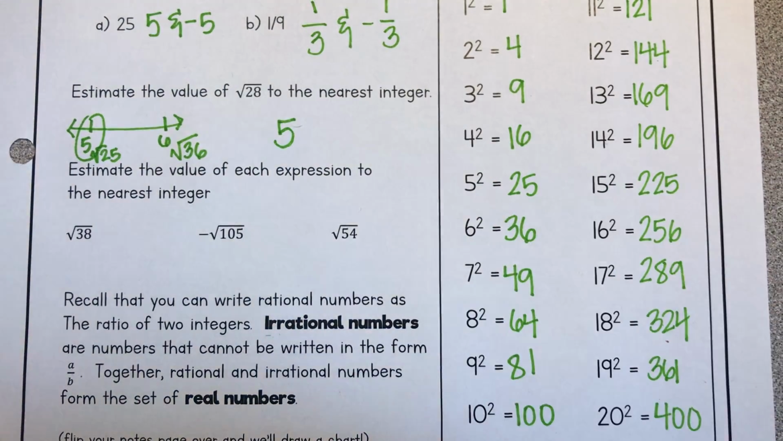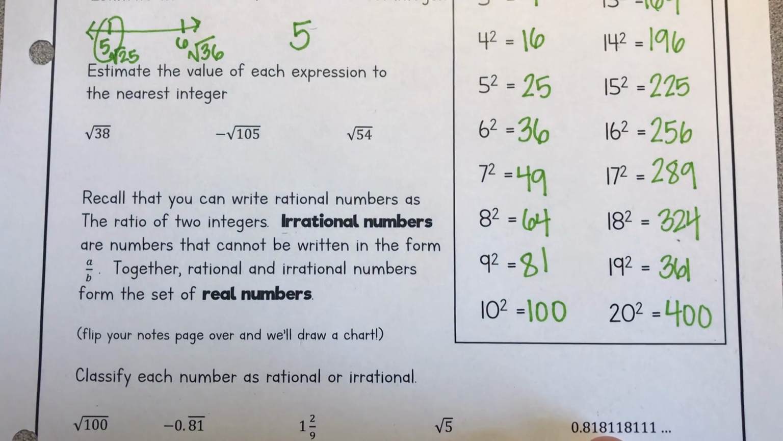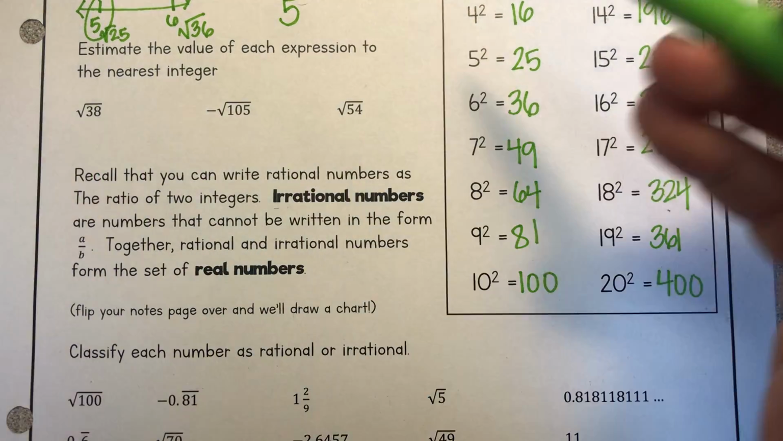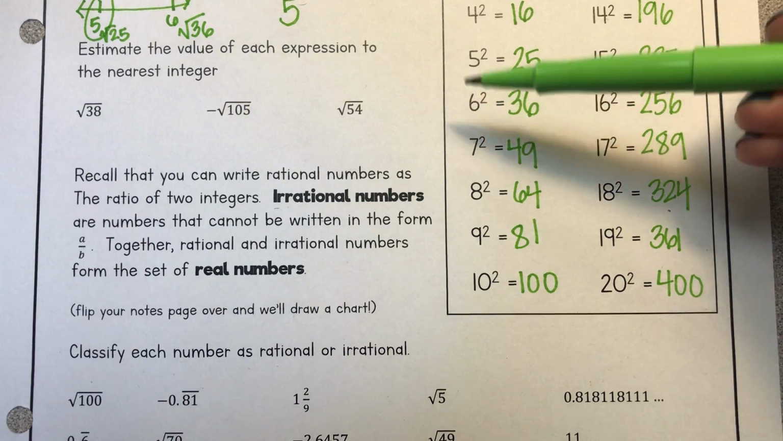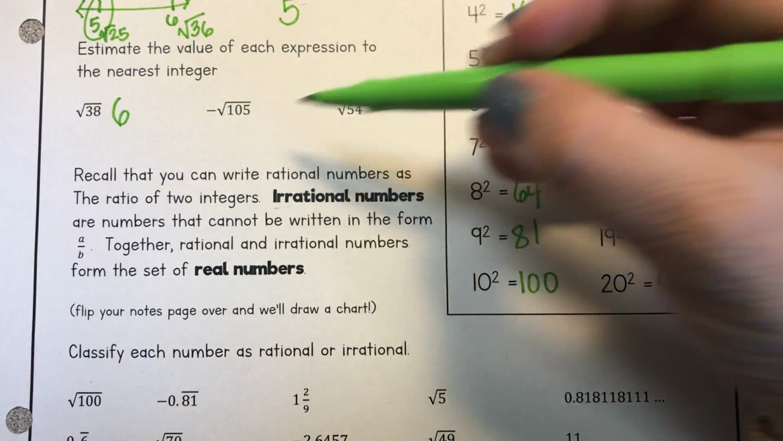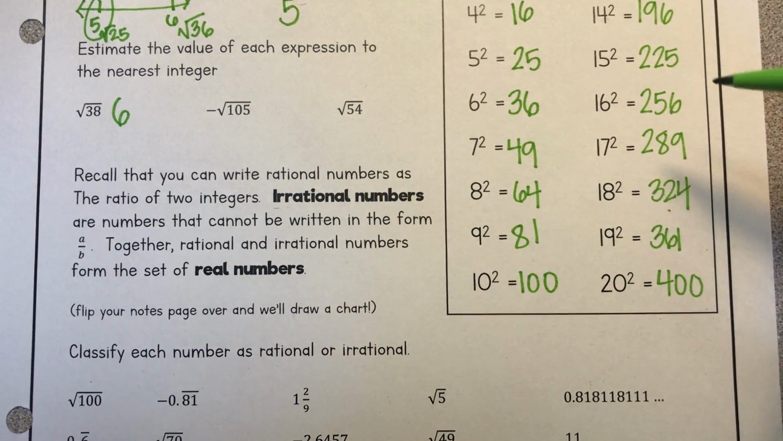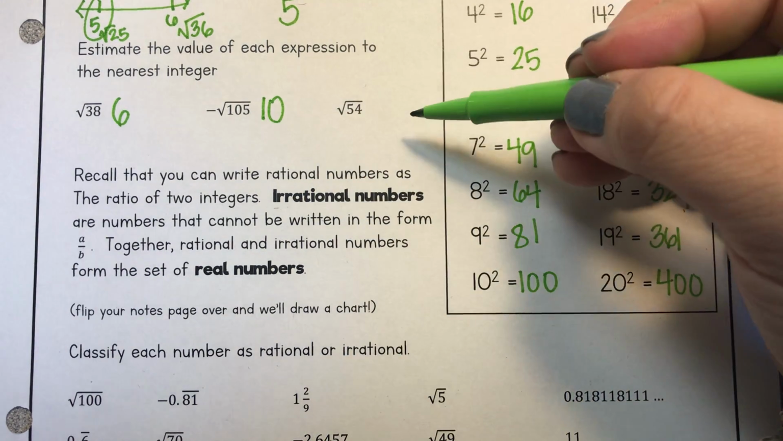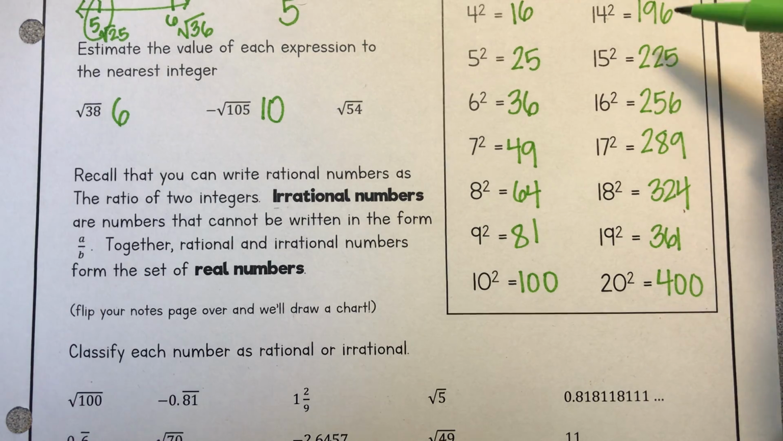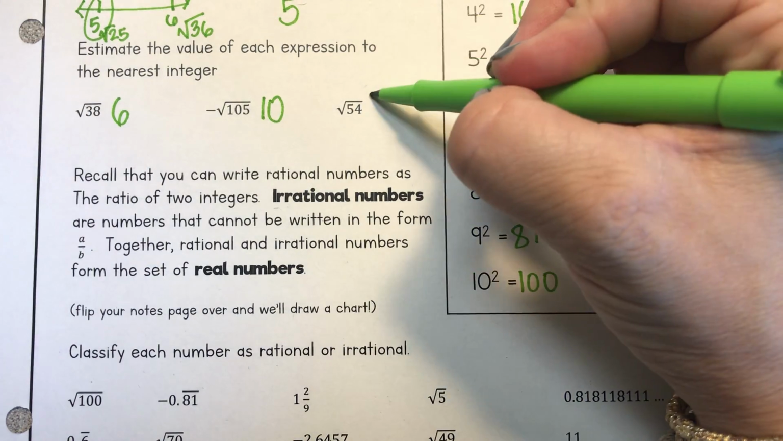So that's my answer. Okay, so we're going to do the same thing down here. 38, if I'm looking on my list, which one is that closest to? 36, which is 6. The negative square root of 105 is closest to 100, which is 10. The square root of 54 is closest to 49, which is 7.